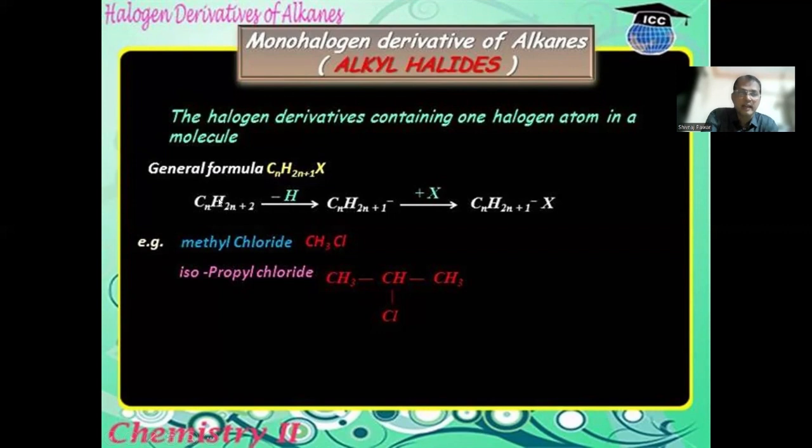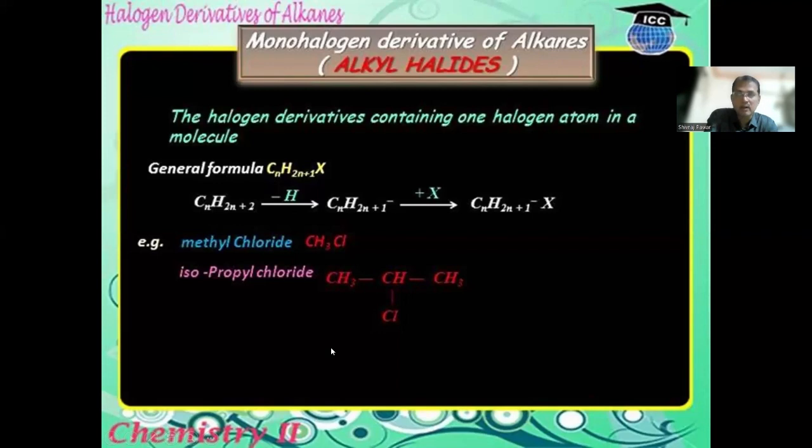See, this is alkane, with one hydrogen less. This is alkyl group which is joined by X group. It is called as alkyl halide. See, this methyl chloride is alkyl halide and it's a monohalogen derivative of alkane. This is also a compound, isopropyl chloride. This is also an alkyl halide or monohalogen derivative of alkane.